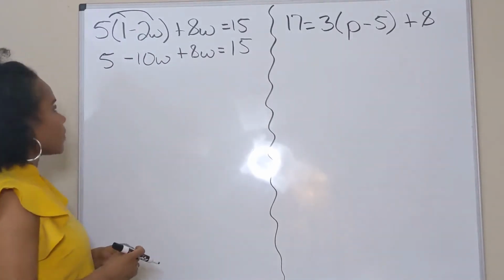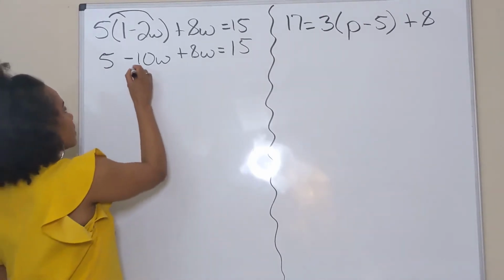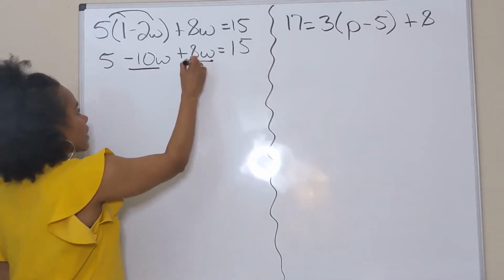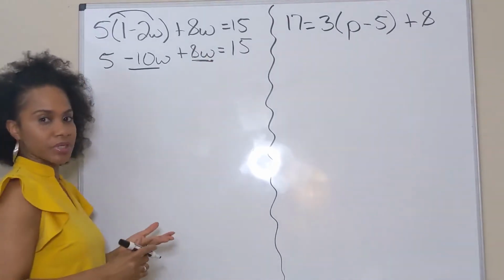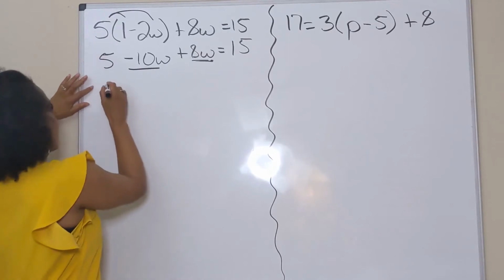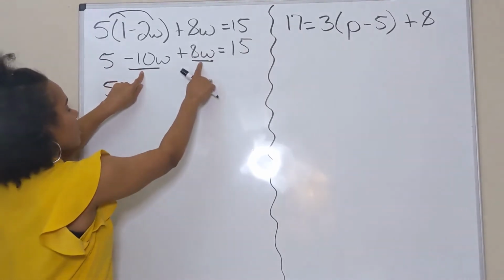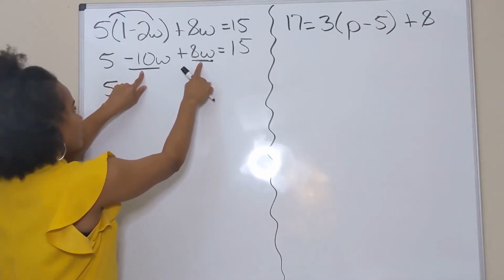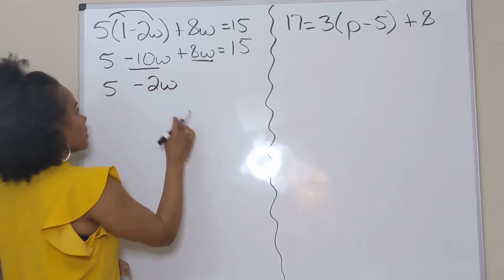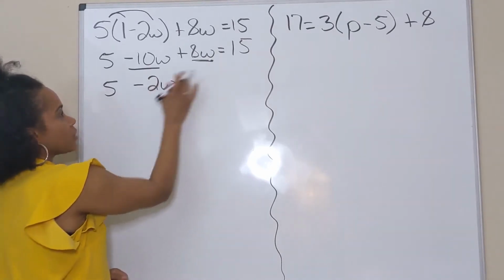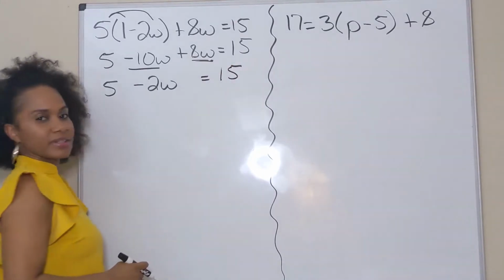All right, so now we want to look at our like terms. Our like terms here are negative 10w and positive 8w. So we want to go ahead and combine those before we use inverse operations. I'm going to bring down my 5 because I'm not using that right now. Negative 10 plus 8 gives me a negative 2. Since it's negative, again, minus and negative are the same thing, so that's going to be a minus 2w. And I'm going to bring down that equals 15.